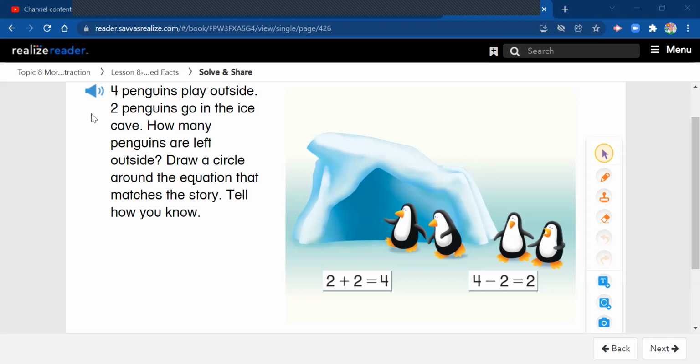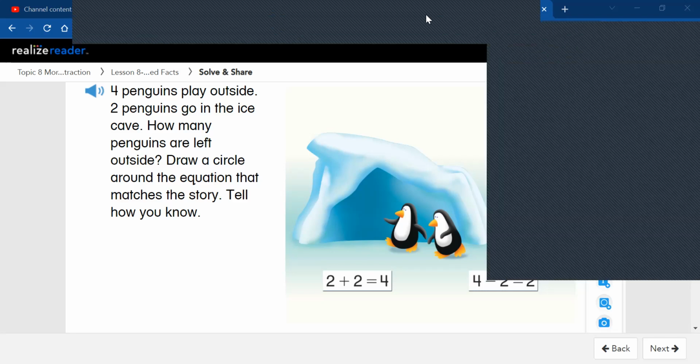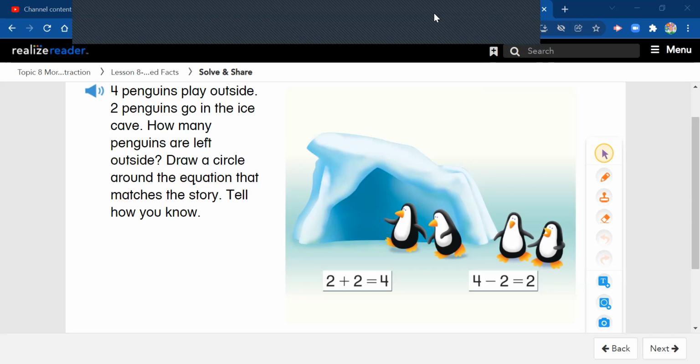All right, let's look at our problem here. We have 4 penguins playing outside. 2 penguins go in the ice cave. How many penguins are left outside? Draw a circle around the equation that matches the story.